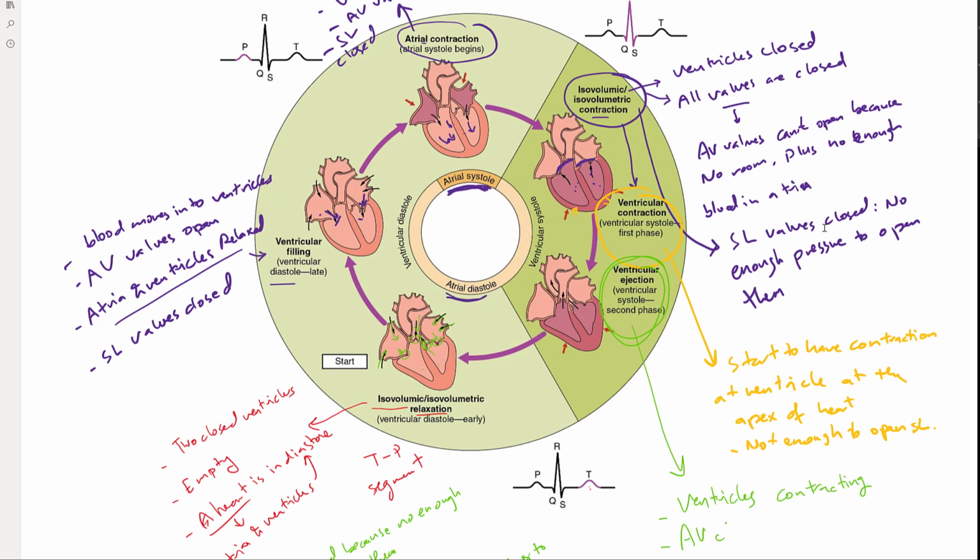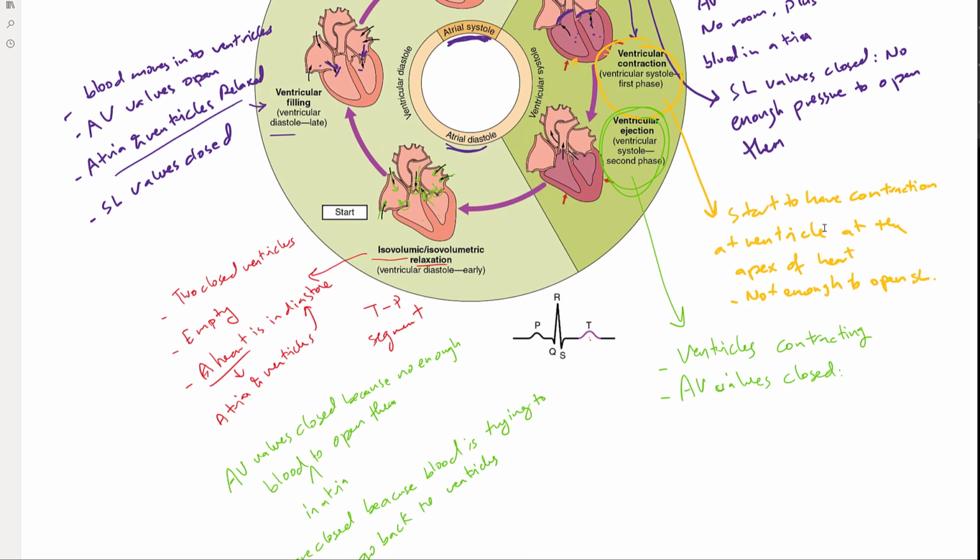AV valves are closed. Now they are closed because of the action of the chordae tendineae. Remember the chordae tendineae that will hold those flaps in place to prevent them from opening the other direction. But importantly, the semilunar valves open. Why? Because blood pressure from the ventricles is more than blood pressure in the aorta. That is when we get the semilunar valves open, and that is when we have the ventricular ejection. So here we are ejecting blood into the aorta and into the pulmonary trunk. And this is the ventricular systole.